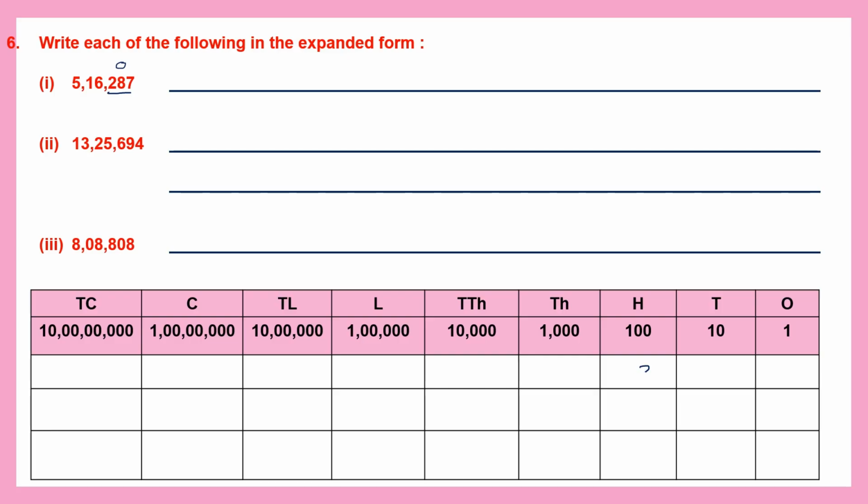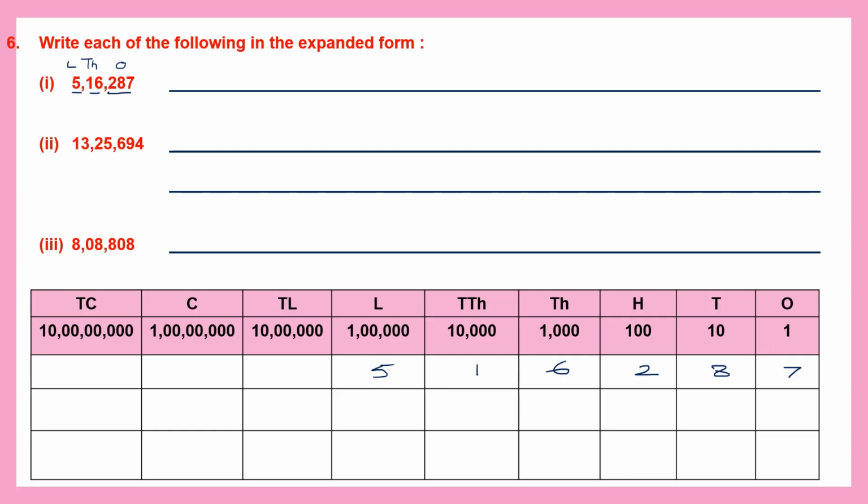287. Let's write that. 287 and 16 in the thousands period. So 16 in the thousands period, and we have 5 in the lakhs period. Now it's going to be easy for us to write in the expanded form. So let's take each digit. So 5 into 1 lakh, then 1 into 10,000, 6 into 1,000, 2 into 100, 8 into 10 and 7 into 1. That's how we write the expanded form.